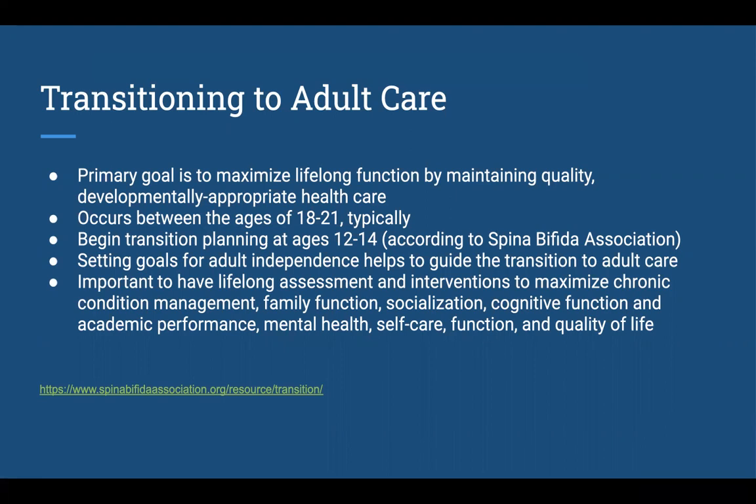So this means that it's important to have lifelong and consistent assessment and interventions that help to maximize chronic condition management. Because we have to carry out care throughout the entire life, we need to make sure that we're, again, all on the same page, looking at things like family function, how you operate in society, cognitive function and academic performance, how you perform in school, mental health, self-care, and quality of life. All of these things are really important when we consider how we transition from childhood care to adult care.